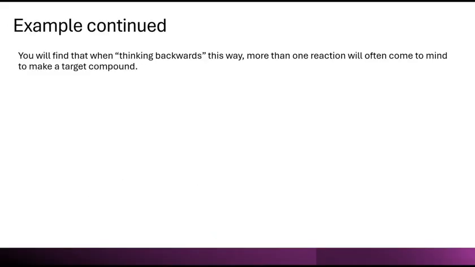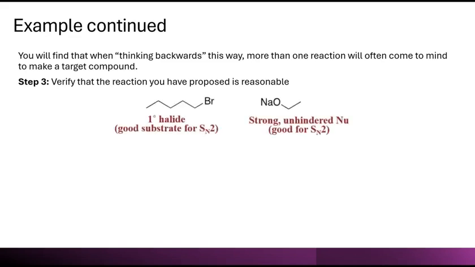You will find that when you think backwards, you will have more than one way of coming to the target compound. So step 3, verify that the reaction you have proposed is reasonable. We have a primary alkyl halide here, which is good for SN2. If we use 1-bromopentane, and a strong unhindered nucleophile, which is also good for SN2, sodium ethoxide. And sodium ethoxide is more readily available.